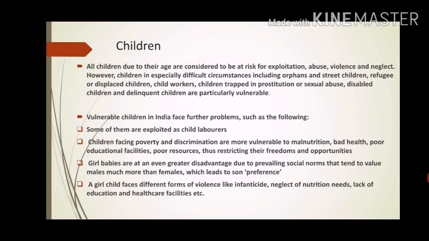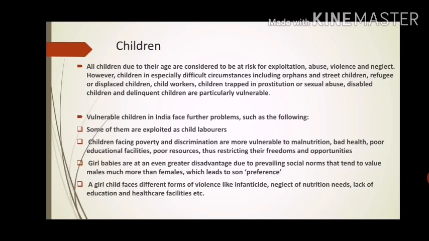As I have said earlier, questions come from this topic every year, either in the form of essays or in different parts of your paper. Now, children from all age groups may fall under the risks of exploitation, abuse, violence, and neglect.